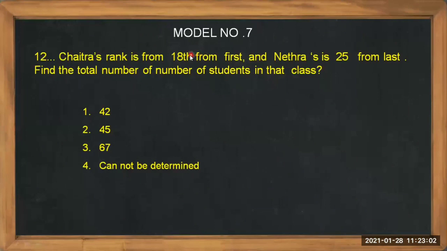Model number 7C. Let us read the question now. Chaitra's rank is 18 from first and Netra's is 25 from last. Find the total number of students in that class. Very simple, my dear friends.